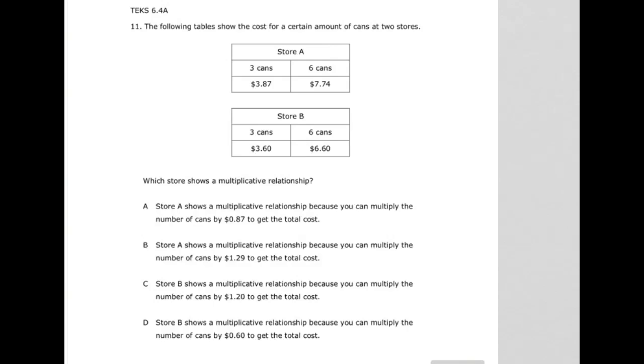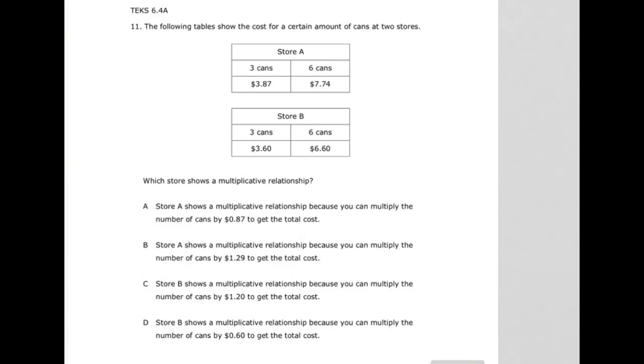So, store A shows a multiplicative relationship because you can multiply the number of cans by 87 cents to get the total cost. Store A shows a multiplicative relationship because you can multiply the number of cans by $1.29 to get the total cost. Answer choice C. Store B shows a multiplicative relationship because you can multiply the number of cans by $1.20 to get the total cost. Or D. Store B shows a multiplicative relationship because you can multiply the number of cans by 60 cents to get the total cost.